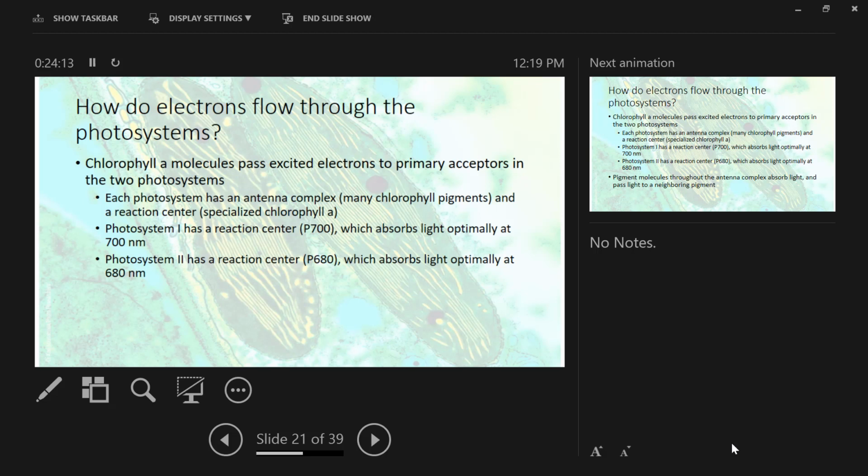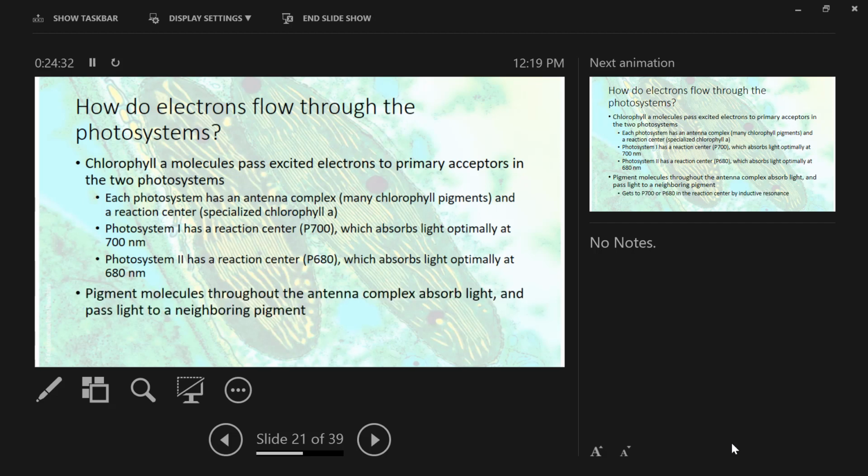But what you'll see is that the electrons here get excited, stripped away from water, and then they drop a lot before they get to the next photosystem. And then they have to get excited again in that next photosystem to transfer over to NADP+. And you'll see this. I'll show you a map. You'll like it.